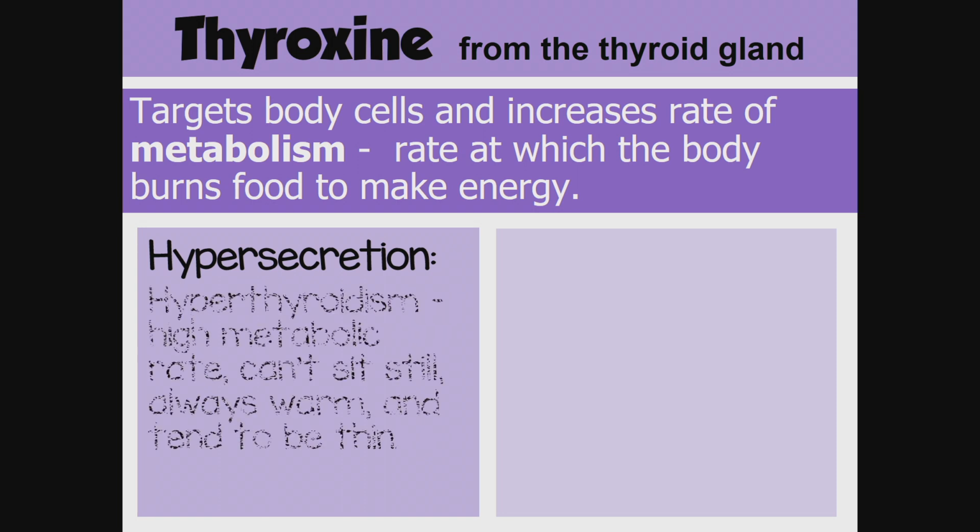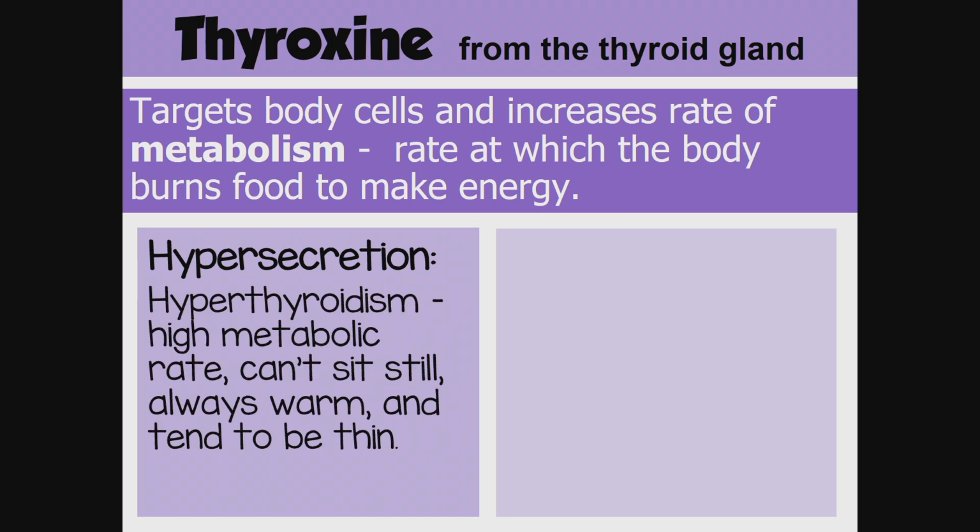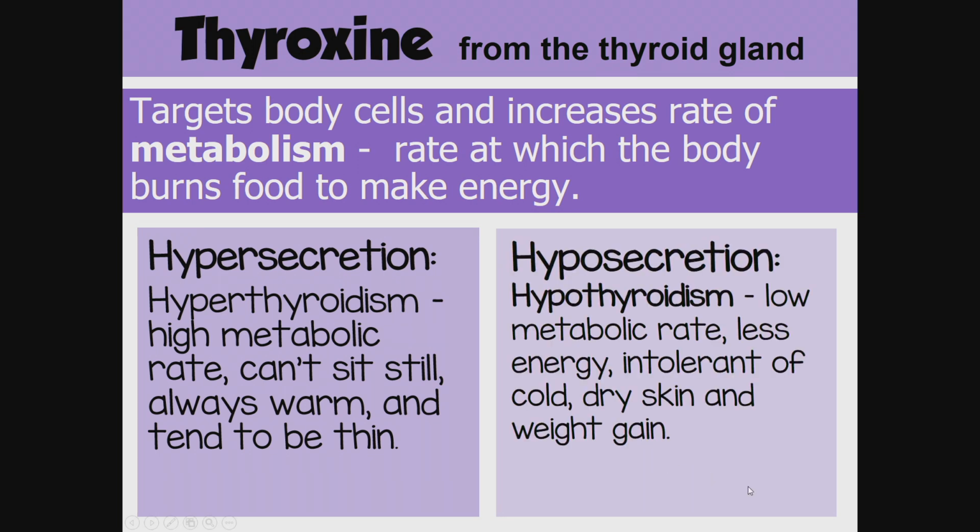Hypersecretion of it, or too much, is called hyperthyroidism. The person has a high metabolic rate. They can't sit still, they're always warm, and they tend to be thin. Hyposecretion is called hypothyroidism, results in low metabolic rate, less energy, intolerance of cold, dry skin, and weight gain.